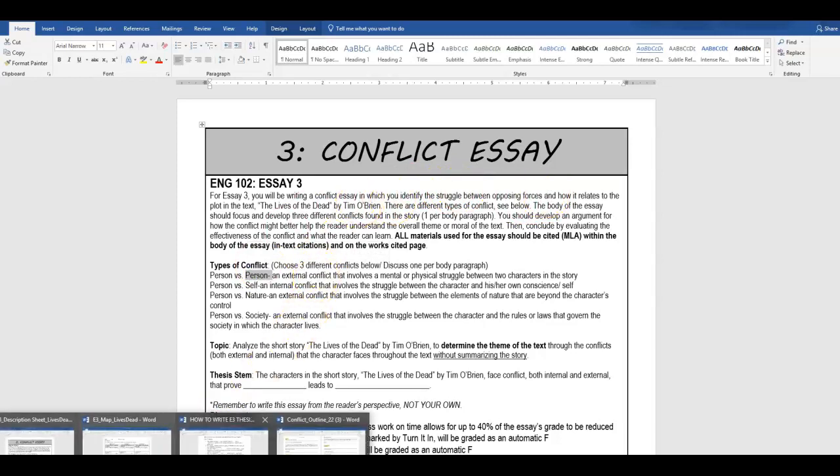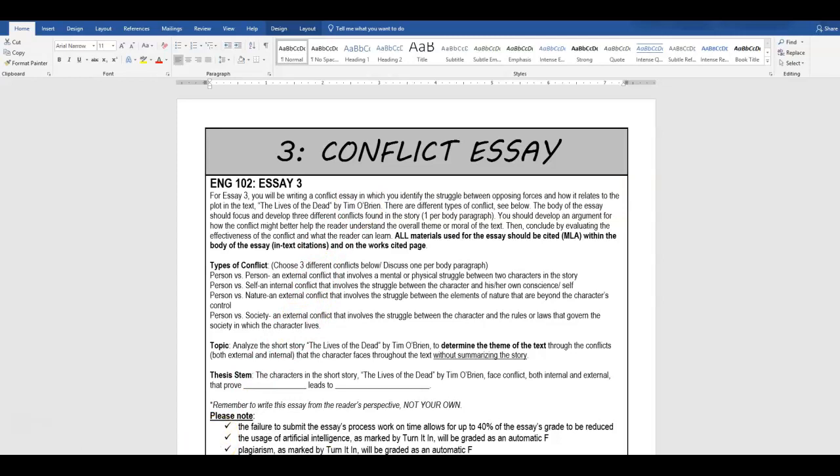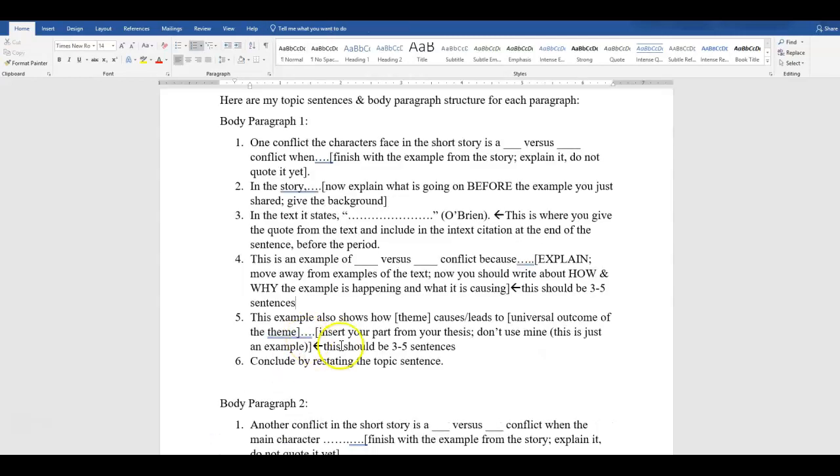Also, you will want to explain what that conflict is for each of them. If person A gets what they want, what will happen? If person B gets what they want, what will happen? Why are these two things opposing? Okay, this should be 3 to 5 sentences here.